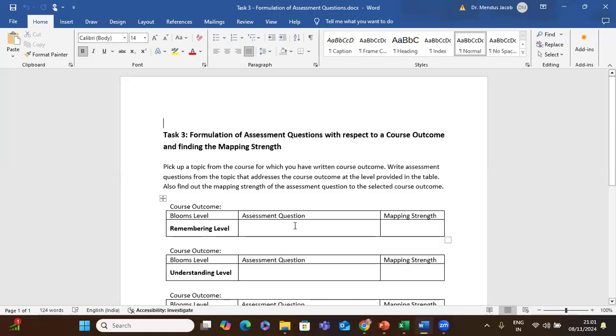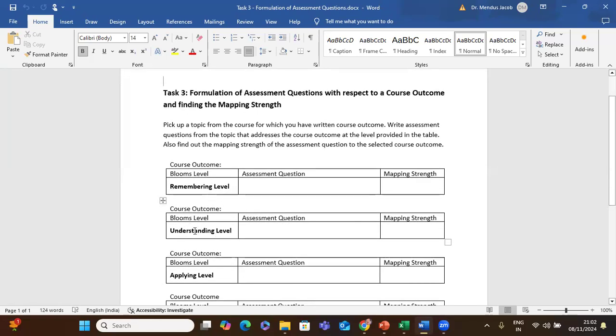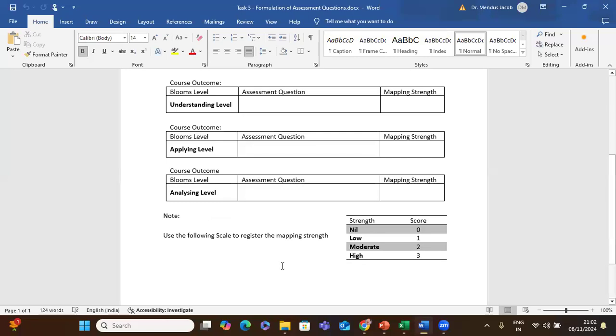Then we have another task, that is formulation of assessment questions with respect to a course outcome and finding the mapping strength. You can pick up a topic from your course. You can write the course outcome here, and you can write a remember level question. And what should be the mapping strength? Again, the same course outcome, an understanding level question, and you can write up to analyze level question and give the mapping strength also. Mapping strength is given here.